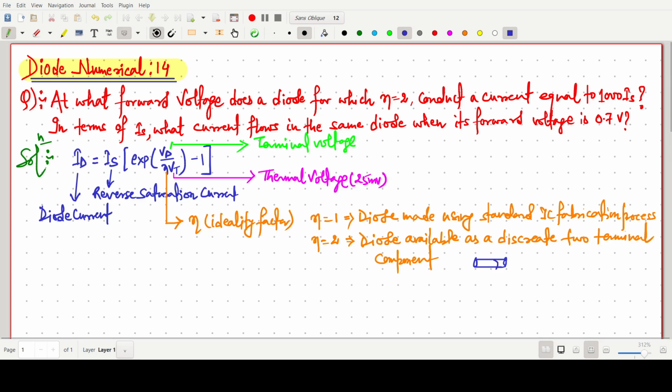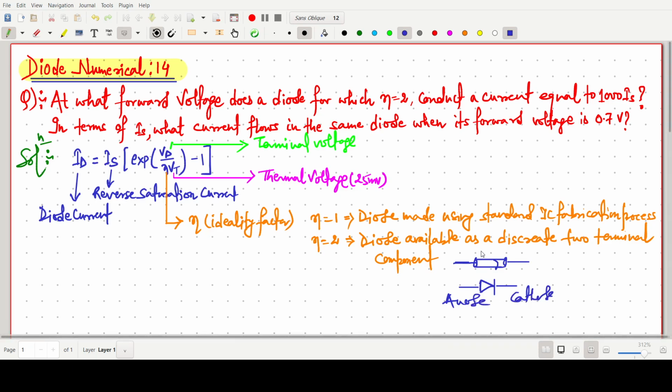So this one is our diode. This is the symbol; this part is the anode, this is the cathode, and the name is, say, 1N4007. This is a discrete component, so the eta value will be 2. So we are taking the discrete component 1N4007. Single junction, that's why 1N. So this one is given.